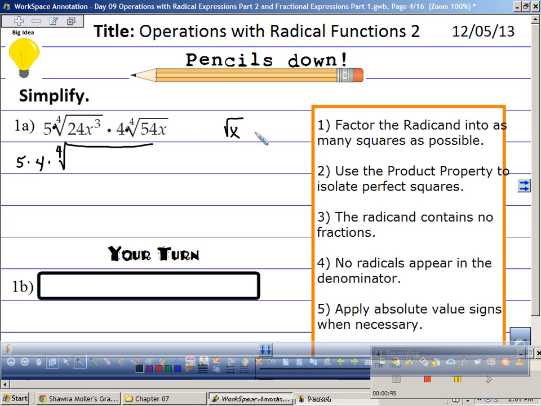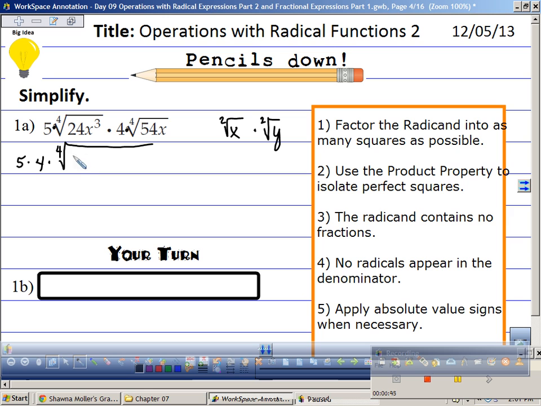What do we do when we have two things that have the same index? We just put them under the same root. No need to write two different ones, right? Just put them under the same one. So let's put them under the same one. Let's break these numbers down as we do it.